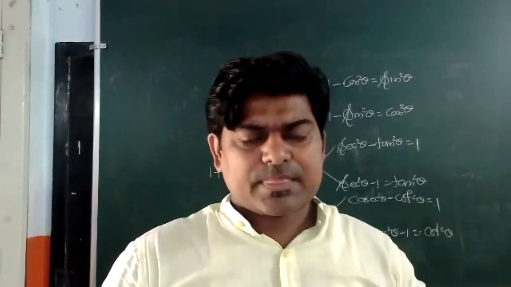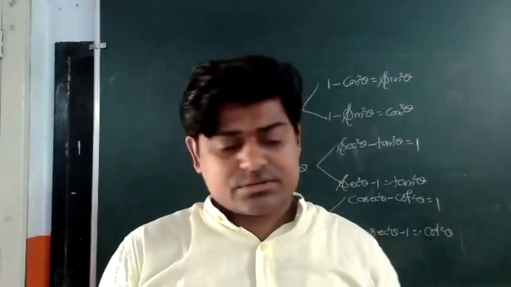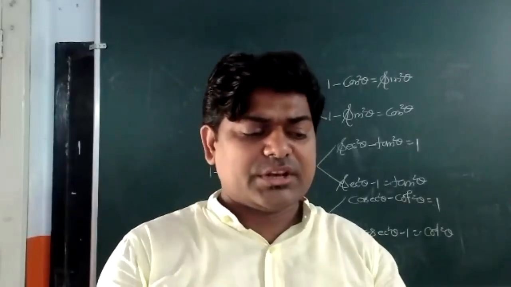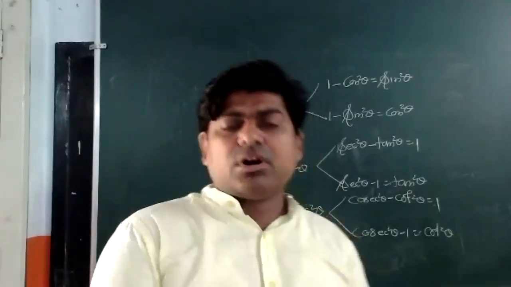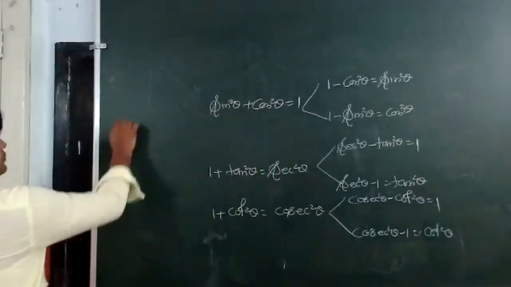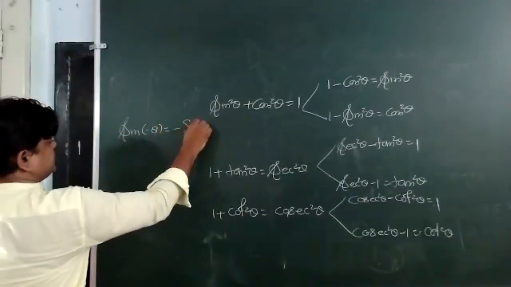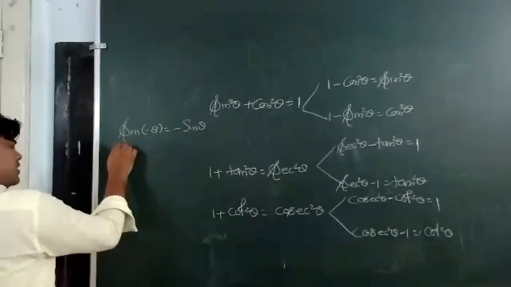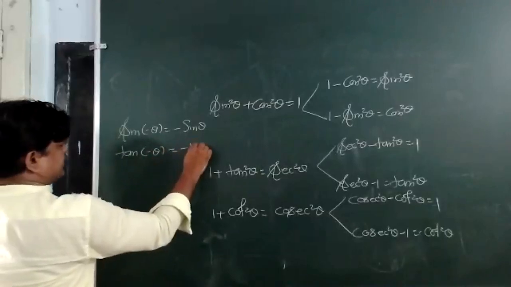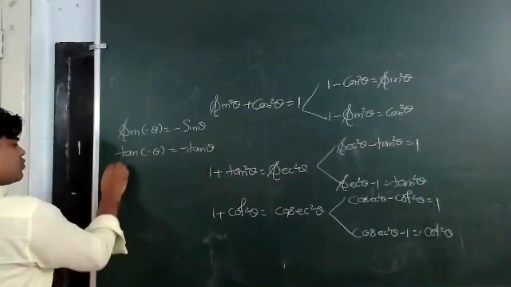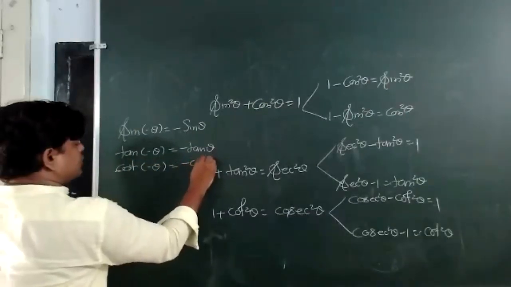That much only. These are the main formulas. And now the next exercise, as I told you, depends totally on this one only. And one more thing, if you remember, it was discussed there. If somewhere I have sin minus theta, it becomes minus sin theta. If I have tan minus theta, I can write it as minus tan theta. If I have cot minus theta, I can write minus cot theta.